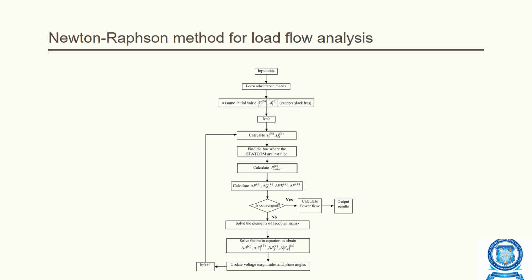Later on you need to calculate the value of P, then calculate the values of delta P, delta Q, delta Pe and delta F. You need to check for convergence. If not, again you need to find the Jacobian elements J1, J2, J3, J4 and the process goes on.